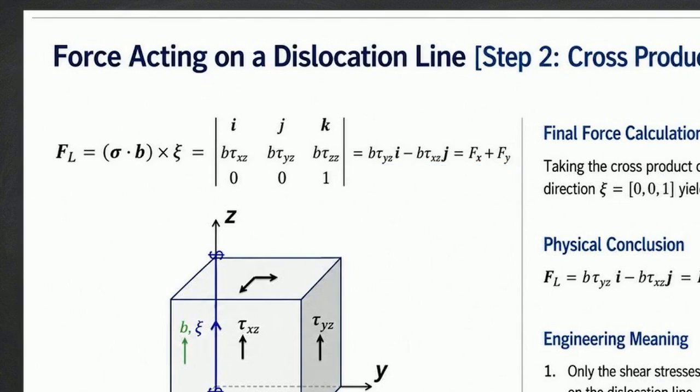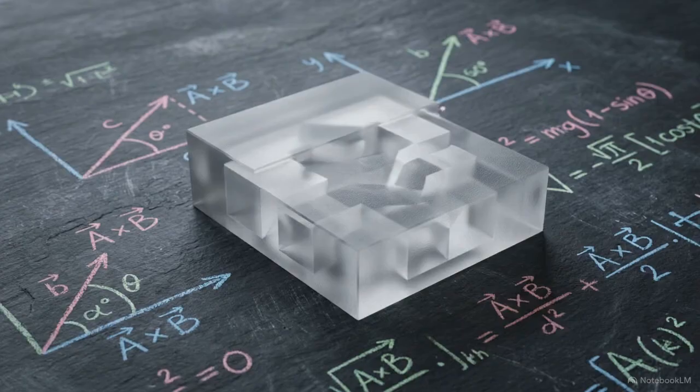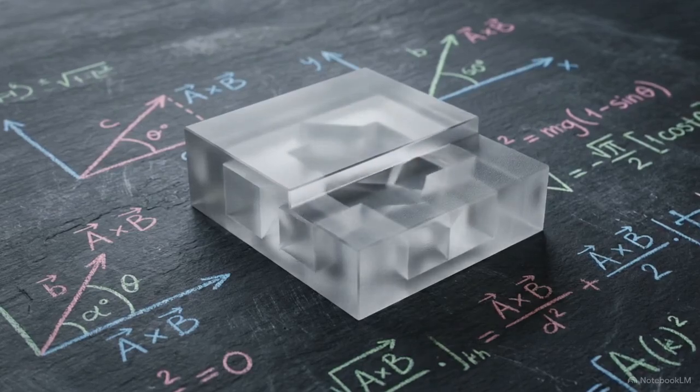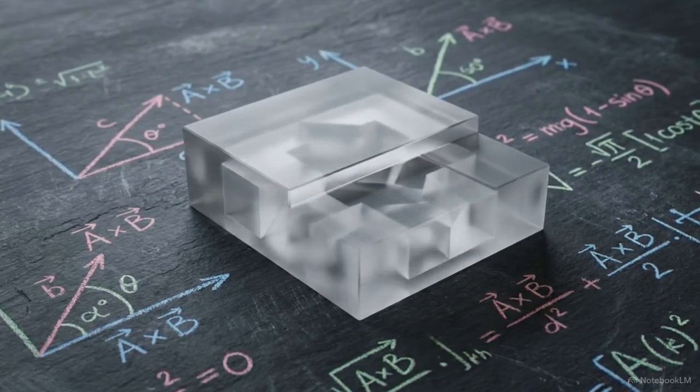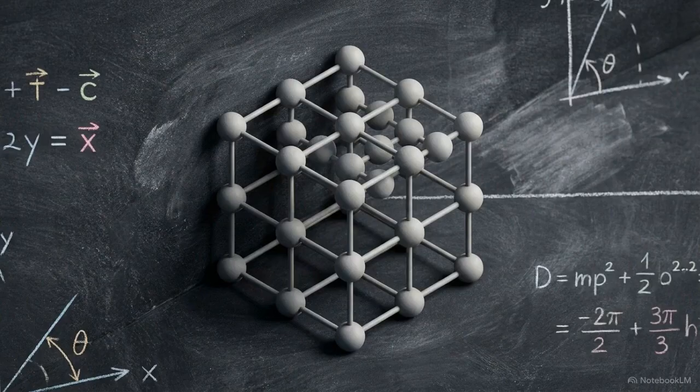Because the force is restricted to the xy plane, it acts entirely perpendicular to the dislocation line, regardless of the line's length. This proves that screw dislocations are driven only by shear stresses, which results in the mobility mechanism known as cross-slip. Now we transition to the straight edge dislocation.